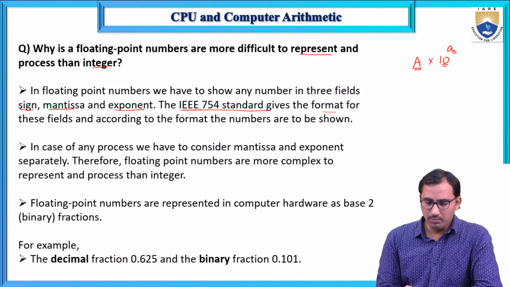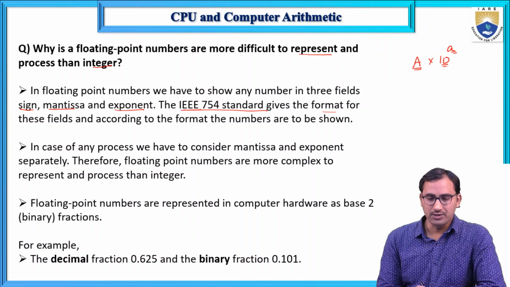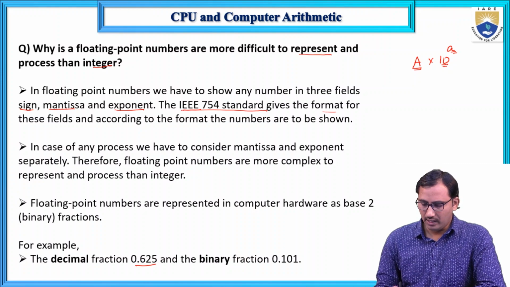Floating point numbers are represented in computer hardware as base 2 fractions. For example, the decimal fraction can be represented like 0.625, and similarly, the binary fraction can be represented as 0.101 and so on.